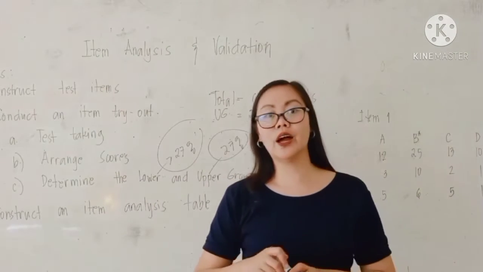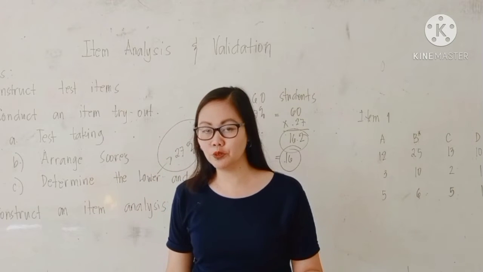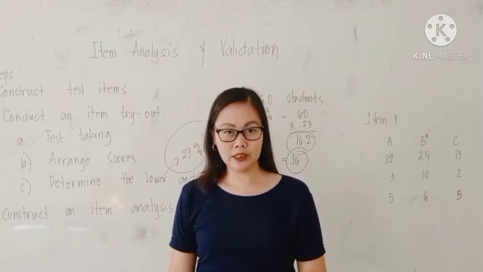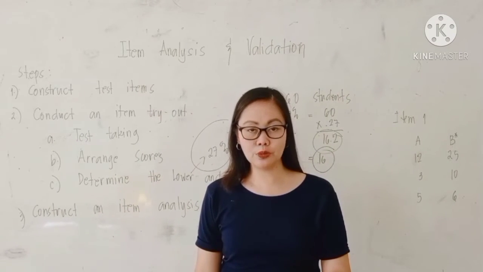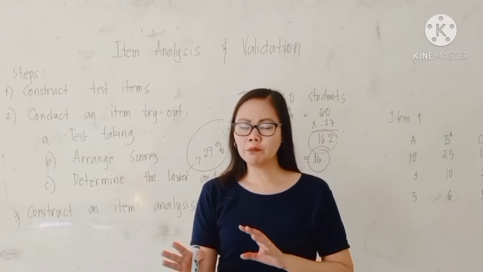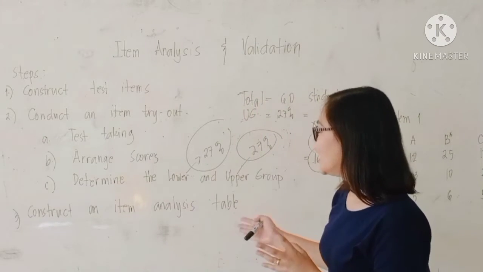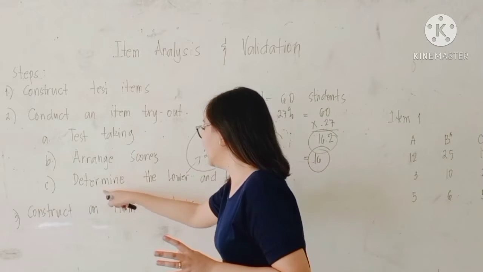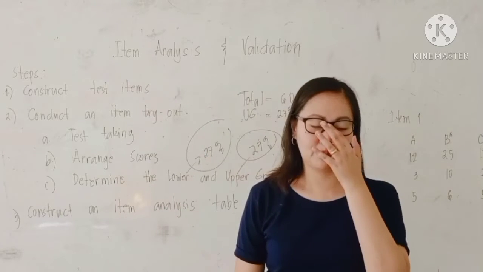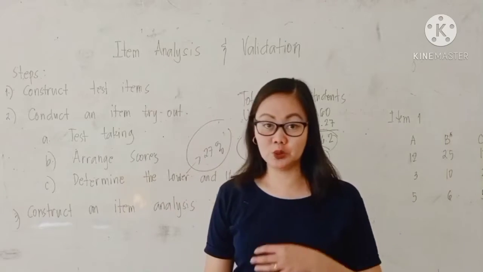Now suppose you have 50 students only. It's the same process. You have to compute for the 27% of your 50 students. Okay? So alam mo na yung number ng upper group at lower group mo. Okay? So nalaman mo na. Paano mo makikilala kung sino yung upper group at lower group? Yun ang reason kung bakit natin in-arrange ang scores from highest to lowest.